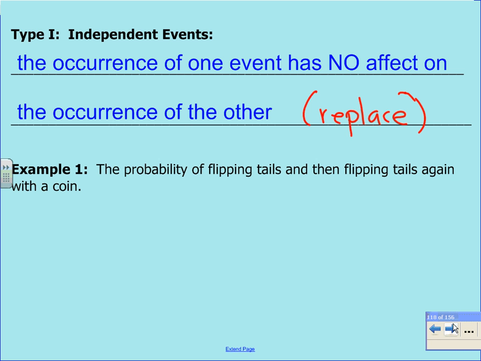Also the keyword and, okay? So if you see the word and, or the word then, or the word replace, that all means multiply. So add to your list of keywords the word replace, the word and, and the word then. They all mean that it's an independent event. Now you guys know or means add, and means multiply. On standardized exams, especially when you get to the Keystone exam next year, this will be very helpful for you.